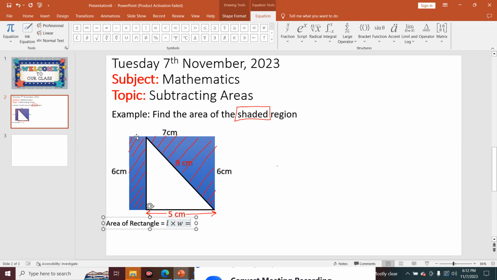The length is 7 because 7 is the what? The longest one. Come on, y'all gotta be with me today, man. 7 is the what? The longest. It's the longest side. It's the longer side.